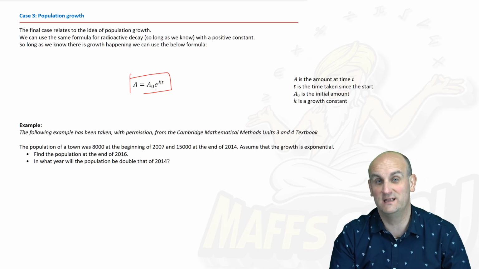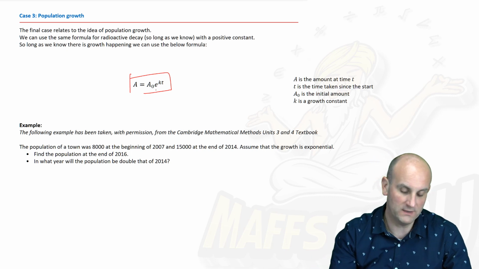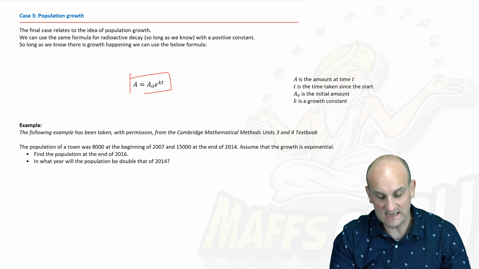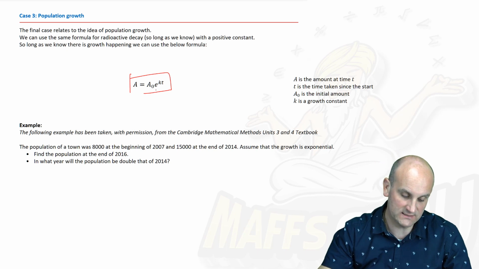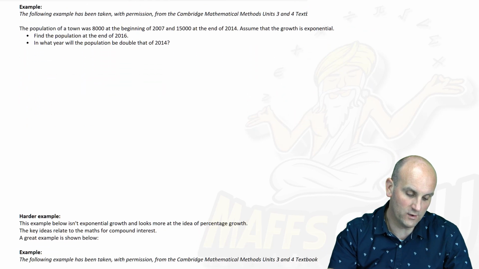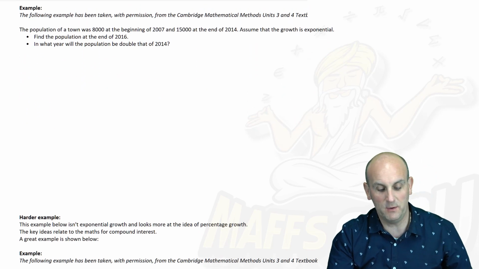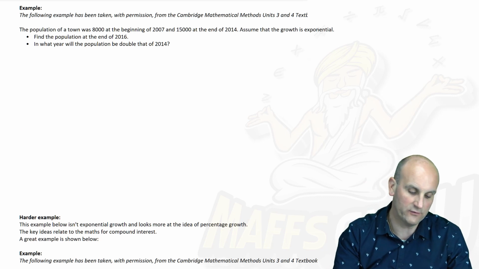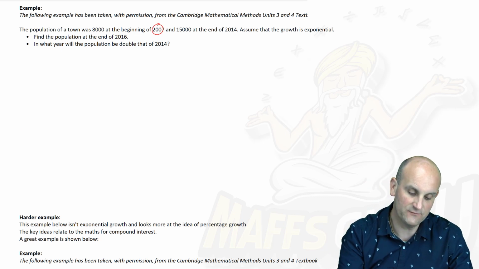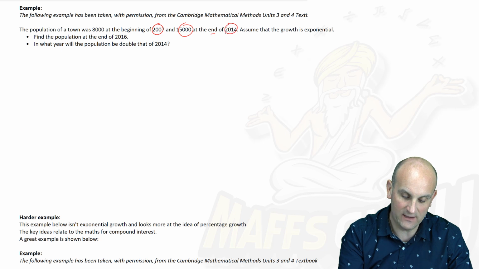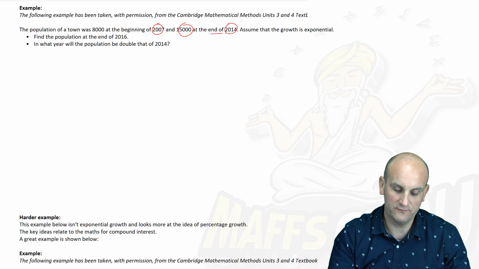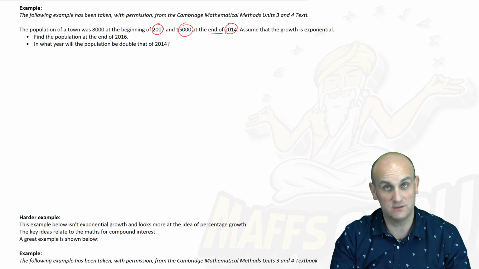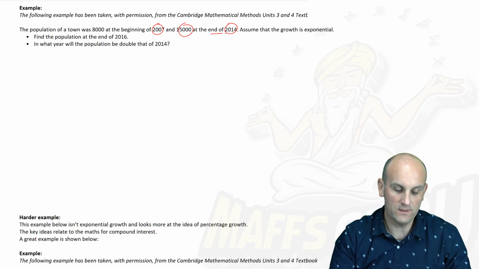Well, okay, that sort of makes sense. We said that we're looking for population growth exactly the same way as our previous example. So, following a town: the population of a town was 8,000 at the beginning of 2007 and 15,000 at the end of 2014. Assume that the growth is exponential, so the question is telling you it's exponential. Find the population at the end of 2016.